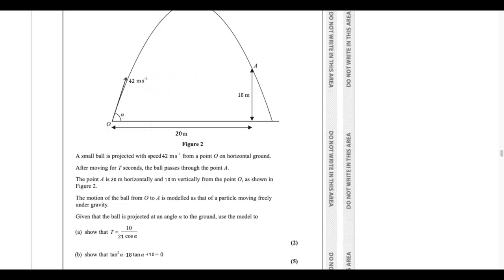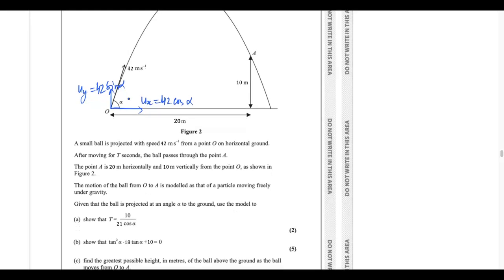So we have a small ball which is projected with the speed of 42 meters per second. So let's find out the horizontal component. So ux is going to be 42 cos alpha and uy will be 42 sin alpha, right? And what else is given? We have been given this horizontal distance, which is 20 meters, and the vertical distance, 10 meters. So okay, fine, let's continue. We have the information given.